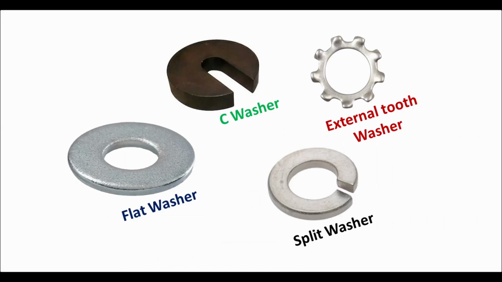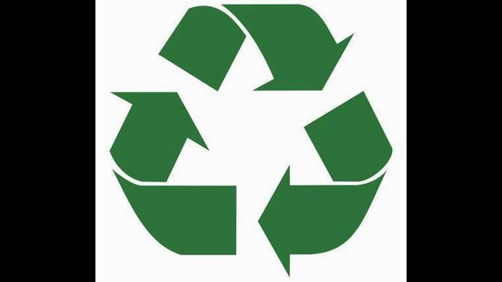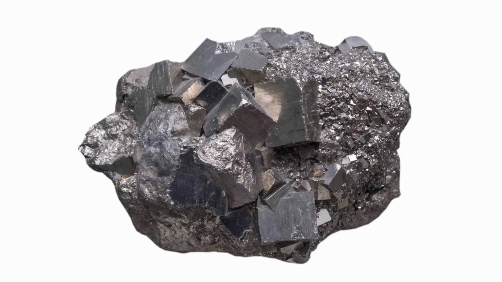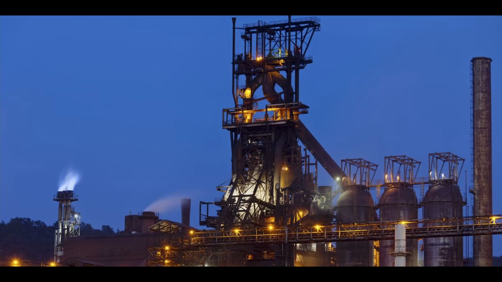There are a few types of washer. Firstly, wave, tooth lock, split lock, spherical, flat, countersunk, and many more. The process of making a washer is quite easy to understand. Firstly, we need to recycle iron ore in order to get pure iron. Iron is extracted from iron ore in a huge container called a blast furnace.